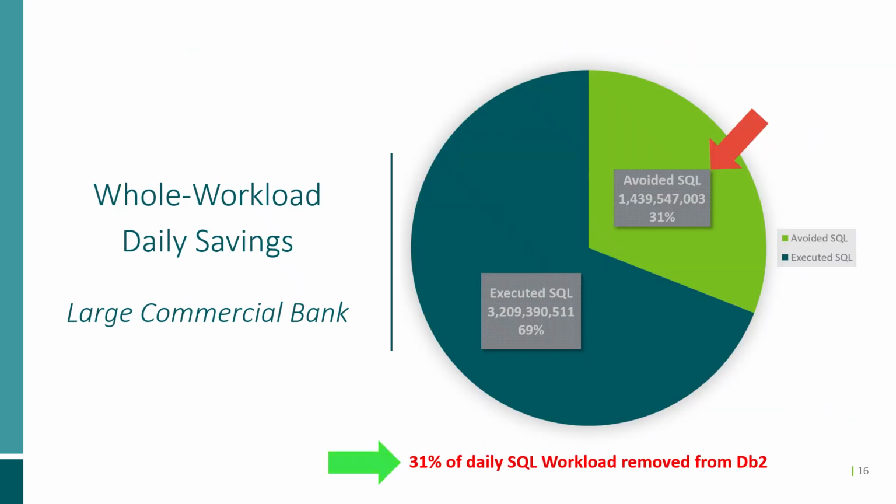Let's take a quick look at real-world QuickSelect savings. These are actual numbers from a large commercial bank. In this particular Db2 subsystem, executing on average 4.6 billion SQL per day, QuickSelect avoided the execution of 31%, or 1.4 billion, of those SQL against Db2, instead serving those result sets directly from cache back to the applications.